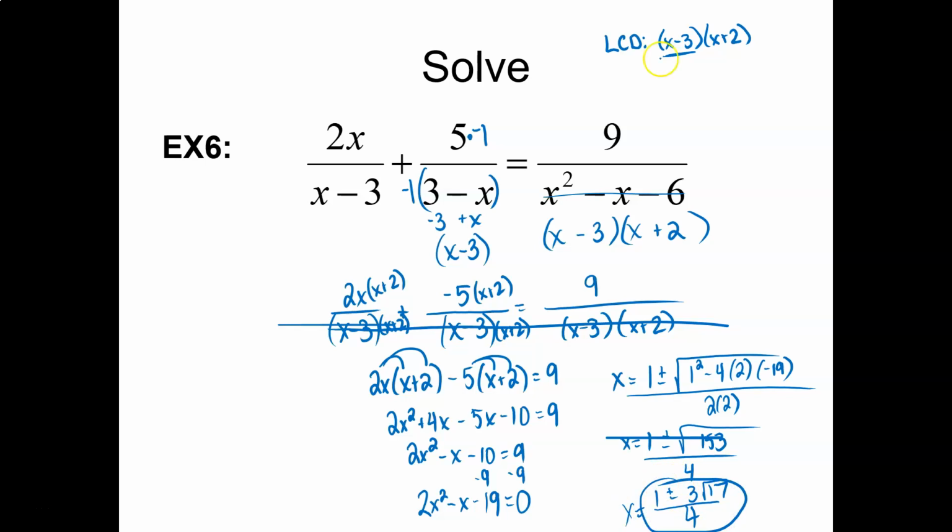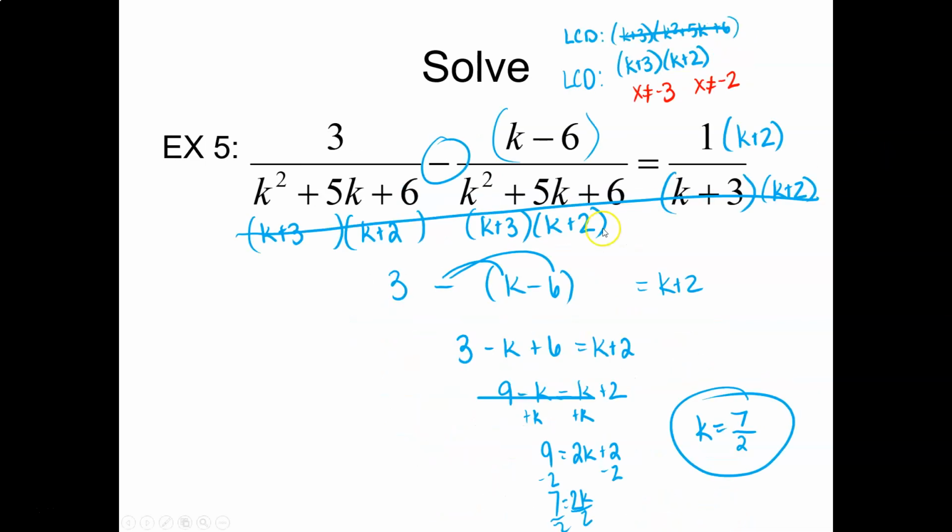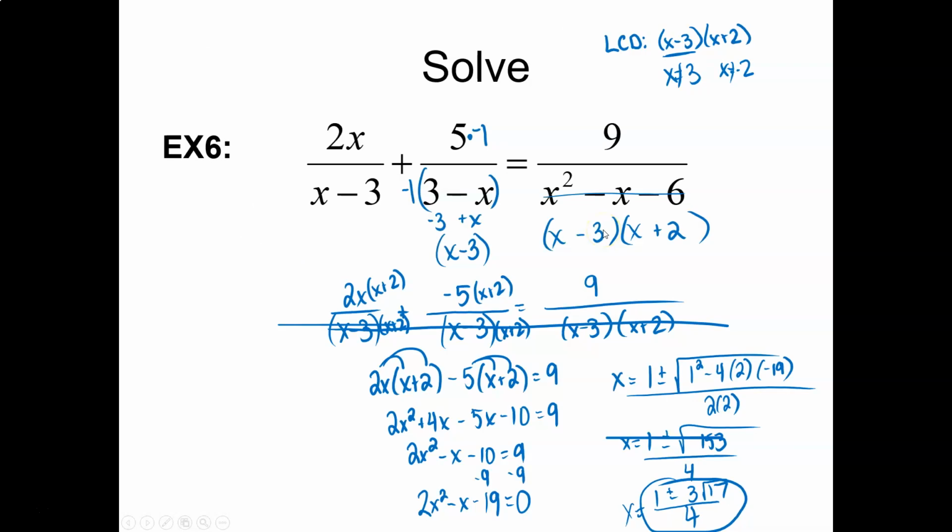I forgot excluded values again, but x cannot equal 3 and x cannot equal negative 2, which is not equal to either one of those. So our answer here. All right, questions? No, it is a solution. It's 1 plus or minus 3 square root of 17 over 4. You leave it at that, yeah.